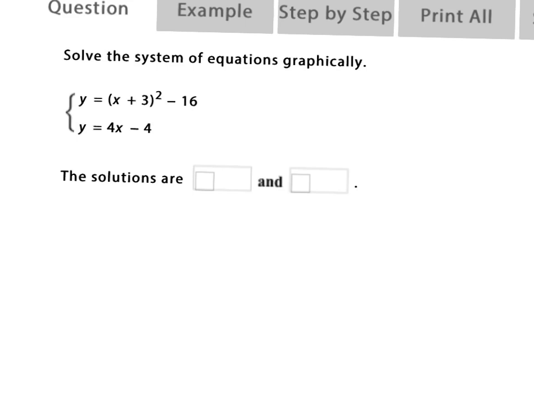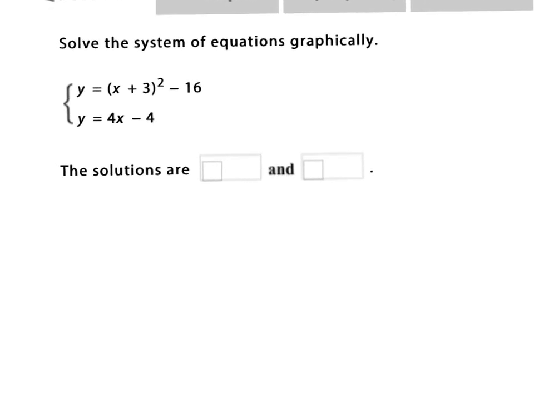So this one says solve the system of equations graphically. Okay, so what's that mean? I'm going to put this in for y1, this in for y2. So I go to my calculator, y1, parentheses, x plus 3 quantity squared minus 16, and then 4x minus 4. Go to zoom 6, start with a standard graph first. So in this case, in a standard graph, I can't see where it intersects twice. I can only see one.